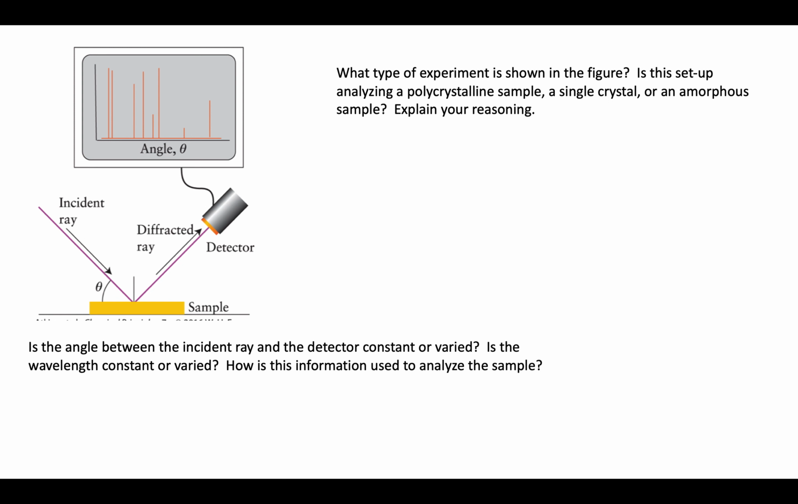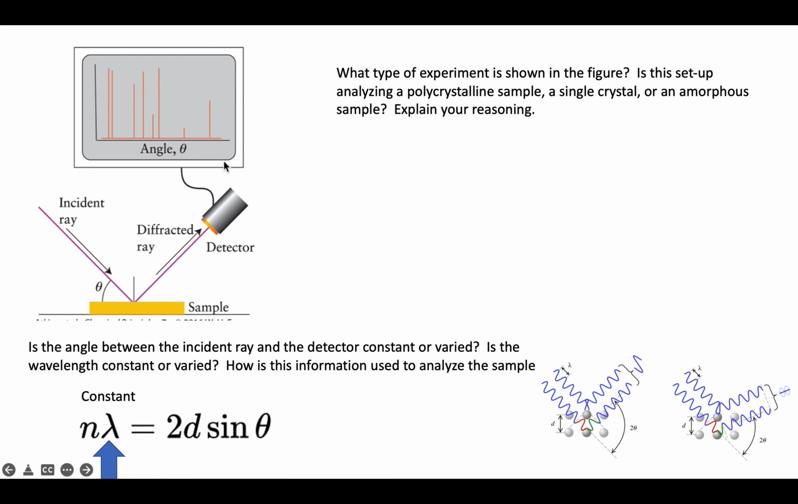Within this one, we're looking at X-ray diffraction. What type of experiment is shown? I'd be looking at two different features here. Based on the detector setup and the output, this is a polycrystalline sample. It's not a single crystalline sample. We have the incident ray and the detector. What's constant in this is the wavelength of the X-ray coming in. We're varying the angle between the incident ray and the detector.